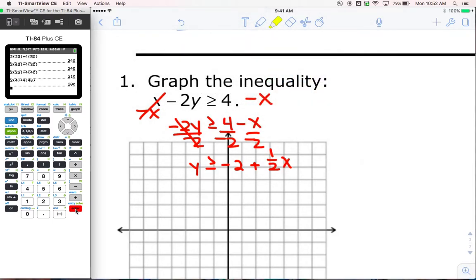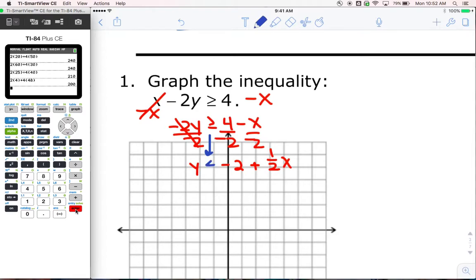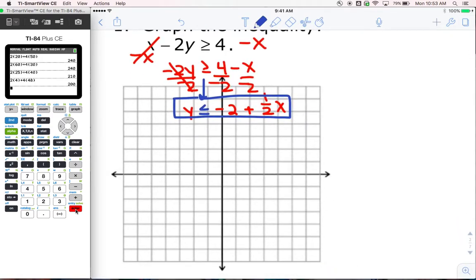I divided both sides by a negative. So that means that my inequality has to flip around, right? I've got to be less than or equal to negative 2 plus 1/2 x. Okay, so here is what I'm going to sketch. I'm going to draw my inequality. I've got a negative 2 for my y-intercept, and my slope is 1/2. So we're going up 1 and over 2.